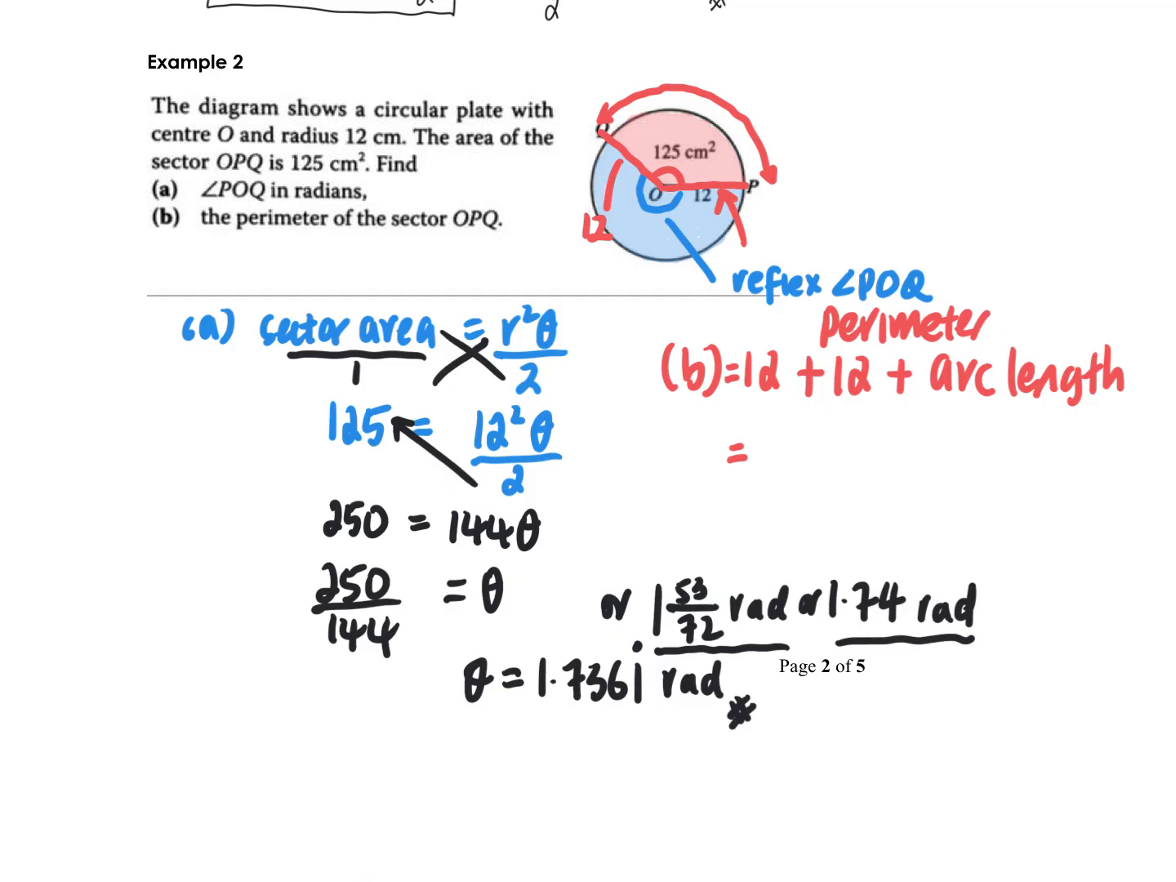Okay, so how to find arc length? R theta. So my R is 12. My theta is the answer I got here. Use the more exact one. So you can write like that. Okay, notice that it is just a number.